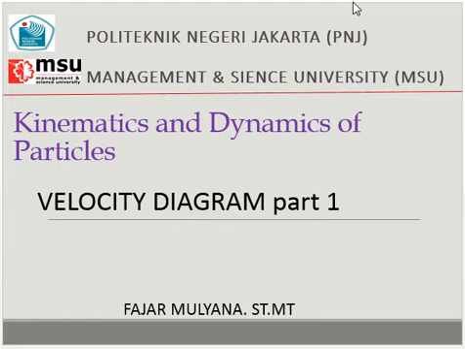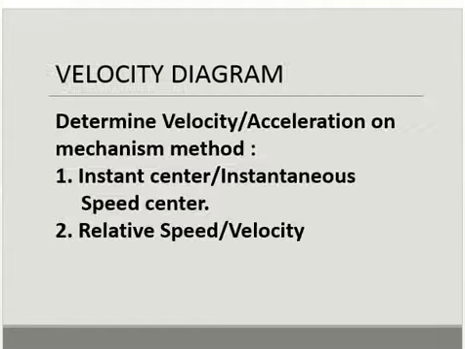Have a nice day. Today we will learn about velocity diagram for part 1. This is determining the velocity diagram or acceleration in mechanism methods. There are two kinds of velocity or acceleration methods to calculate this. The first method is instant center, or instantaneous speed center, and the second is relative velocity.